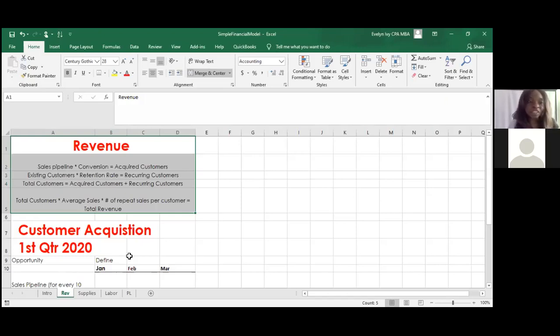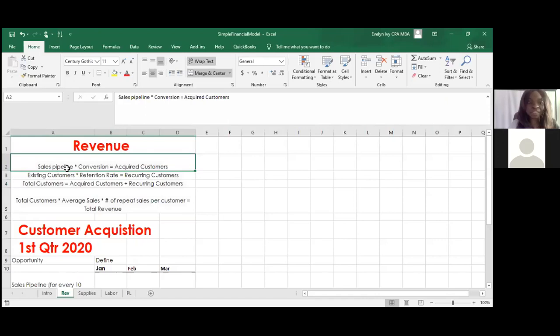So your sales pipeline times your conversion rate is your acquired customers. And then you take your existing customers times your retention rate, which would be your recurring customers. Your total number of customers will be your acquired customers plus your recurring customers. Then when you take the total customers times average sales times number of repeat sales per customer, you get your total revenue.